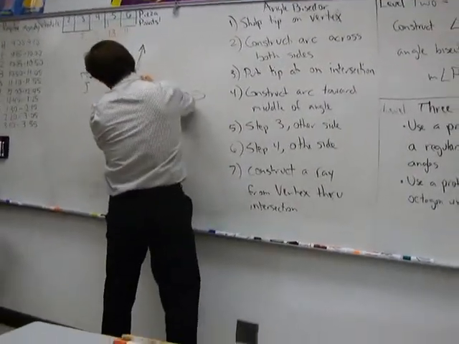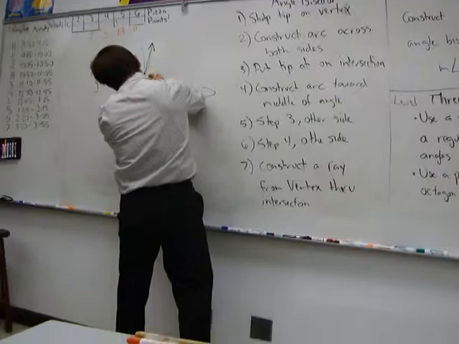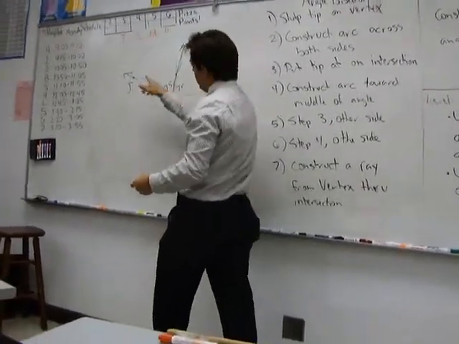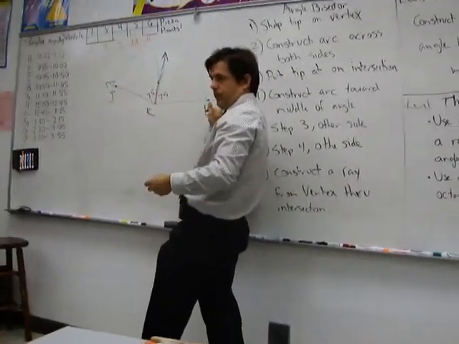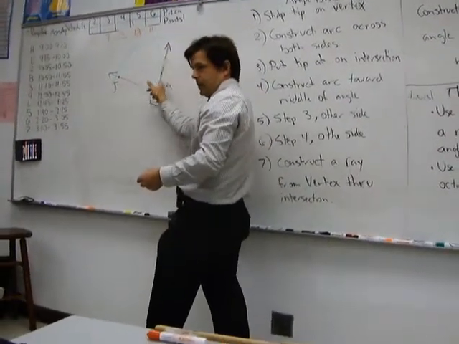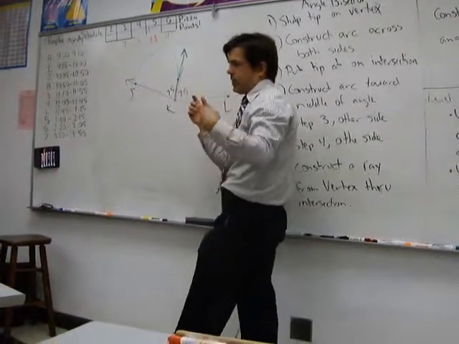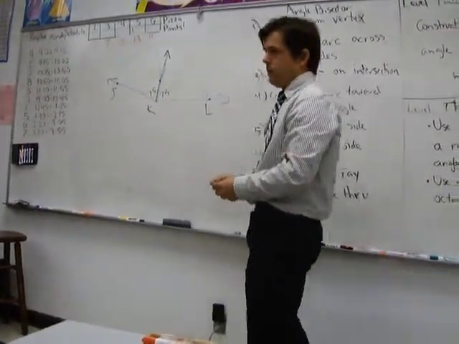Let me just check my work, see how good my construction is. 75. This angle here is 75. Because remember, this one was 150 from previously. So when you bisect it, you cut it exactly in half, which means you get two congruent angles of exactly half the measure of the original angle.